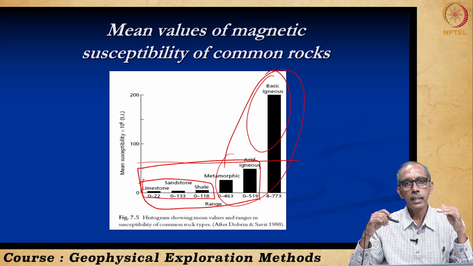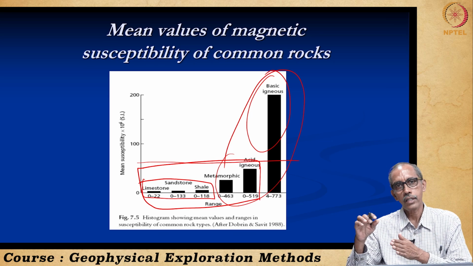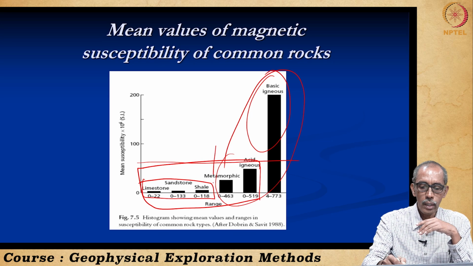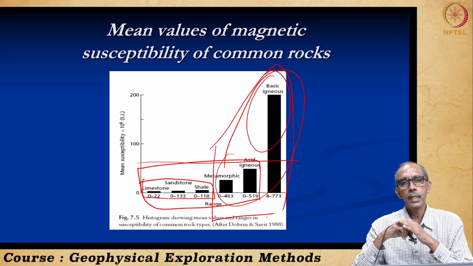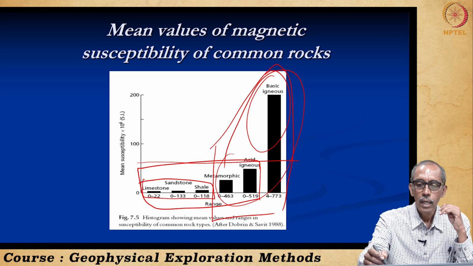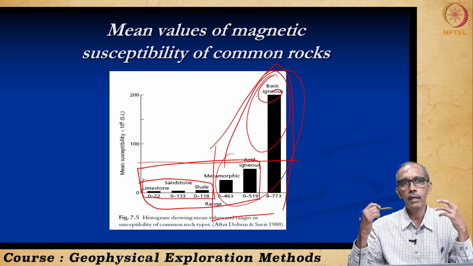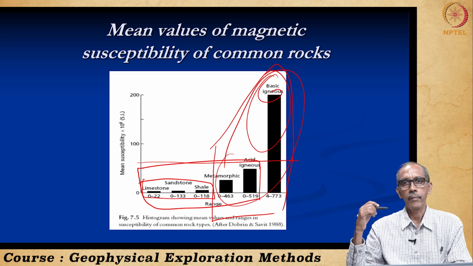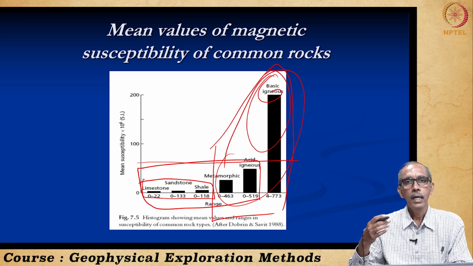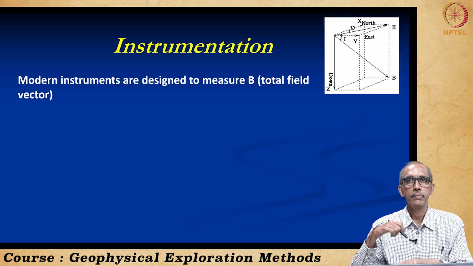So, using the magnetic methods, we can very easily differentiate certainly between the sedimentary rocks and the other rocks. What do I refer by other rocks? That is metamorphic and igneous rocks. Among the metamorphic and igneous rocks, we are able to distinguish basic igneous rocks very easily because it has got very high magnetic susceptibility. So, this is a kind of a fundamental aspect of magnetic method. This is how magnetic method helps us to differentiate rock types.